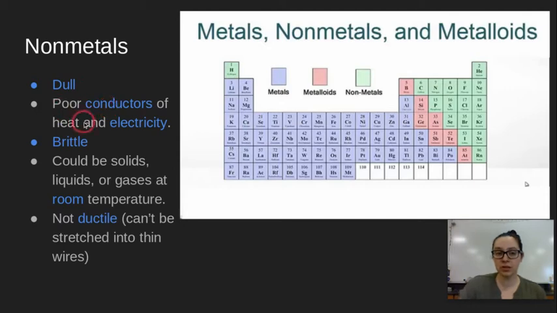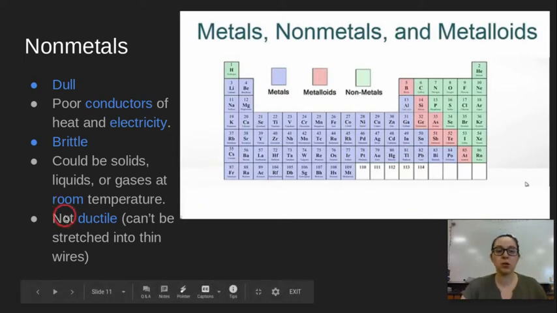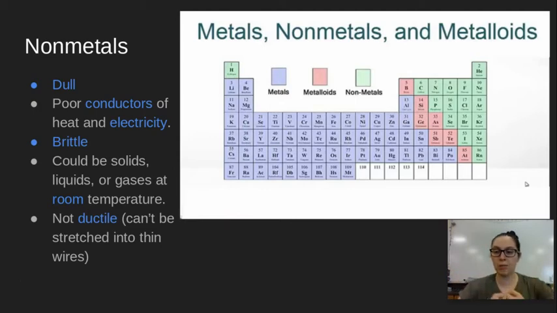Okay, so nonmetals are dull. They're poor conductors of heat and electricity, which means they do not conduct heat very well. They're very brittle, so they can break very easily. They could be solids, liquids, or gases at room temperature, whereas metals are typically always solids, except for some fancy ones like mercury. And bismuth. Bismuth and mercury both kind of are liquids at room temperature. Nonmetals are also not ductile, which means they cannot be stretched. They're very brittle. If I try to stretch it or shape it in any way, it would be very difficult to do that, and it would break. Okay, so those are your nonmetals. Those are your green things.